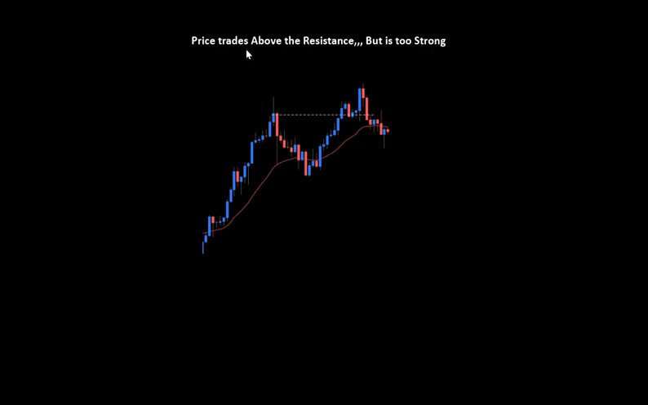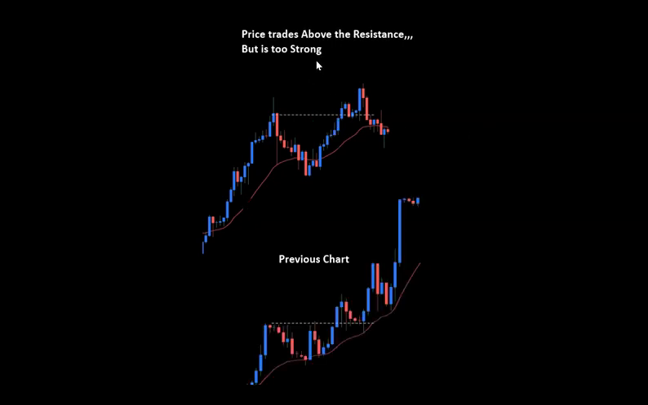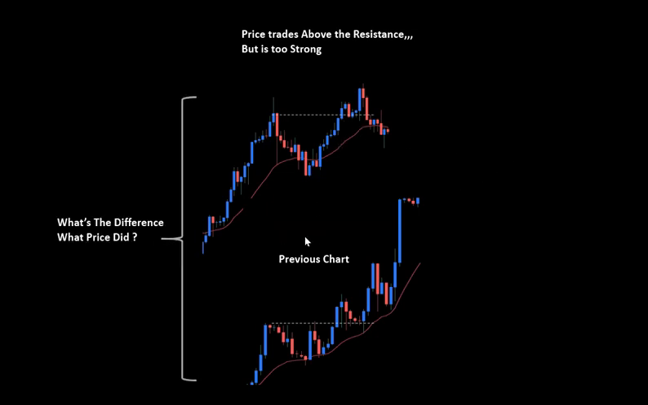All right, so look at this. Price trades above the resistance, but it is too strong. It's true that it does an accumulation here, but it didn't do that nice retrace or accumulation that I want to see. Naturally, it goes down to take liquidity. Let me show you this now. See, price went too strong. Okay, this is the previous chart, and this is the chart where the price went too strong. What do you see here? What did the price do? Here it is really powerful. It goes up and then needs to retrace down, at this same level.